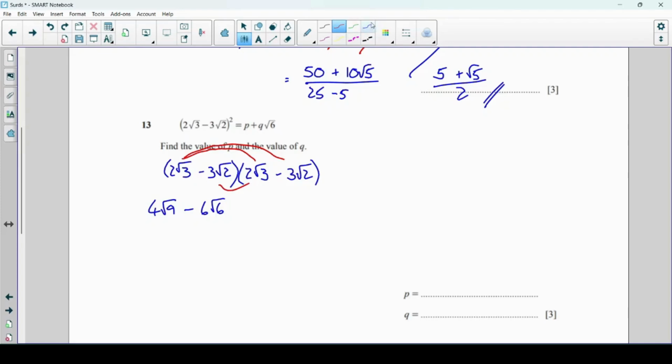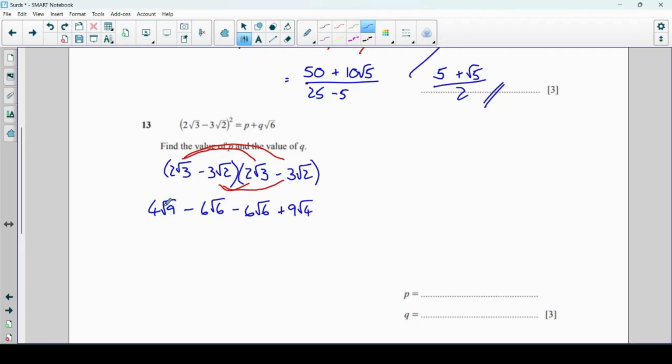Then we'll do the insides. Positive times a negative is negative again. 3 times 2 is 6. Root 2 times root 3 is root 6. And then our lasts. Negative times a negative is positive. 3 times 3 is 9. Root 2 times root 2 is root 4.